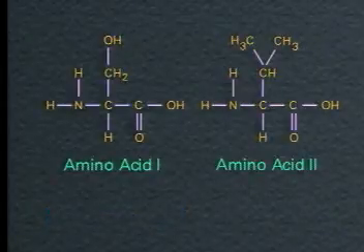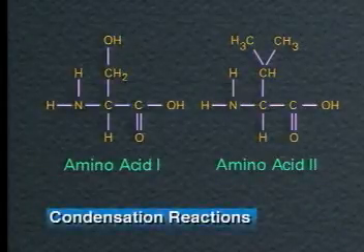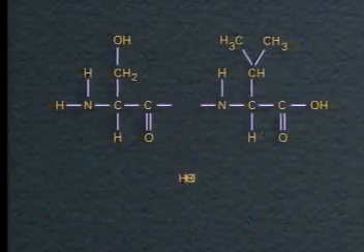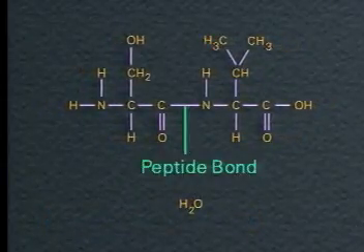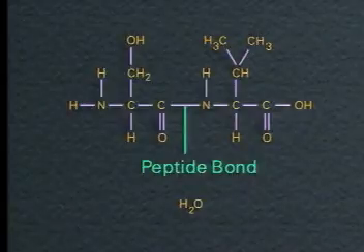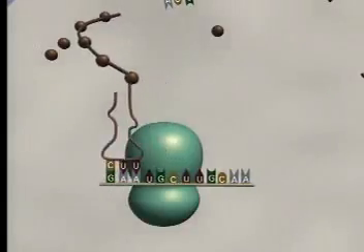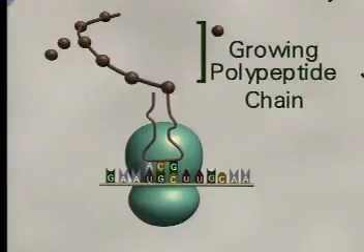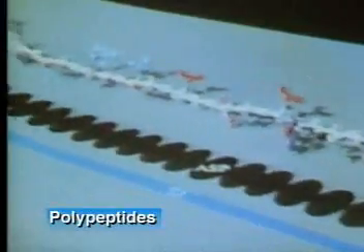Condensation reactions, which result in the loss of a water molecule, occur between the amino group of one amino acid and the acid group of another amino acid. This results in the formation of a peptide bond. When 3 or more amino acids are bound in this way, they are referred to as a polypeptide chain. All proteins consist of polypeptides.